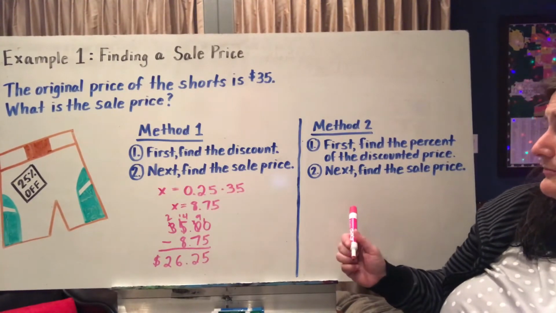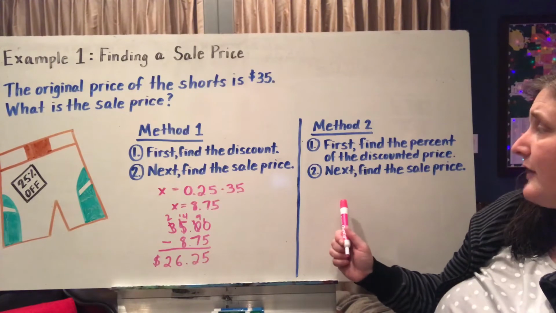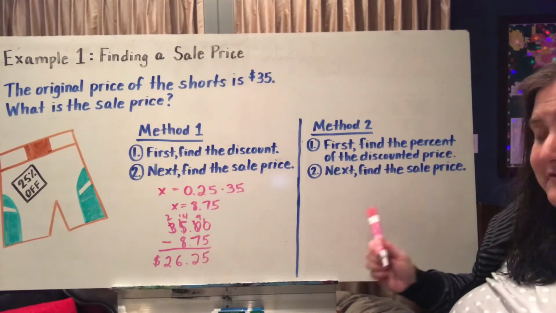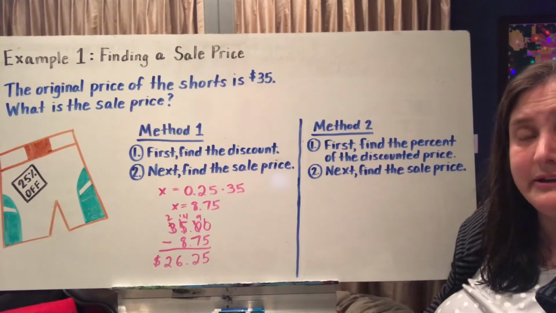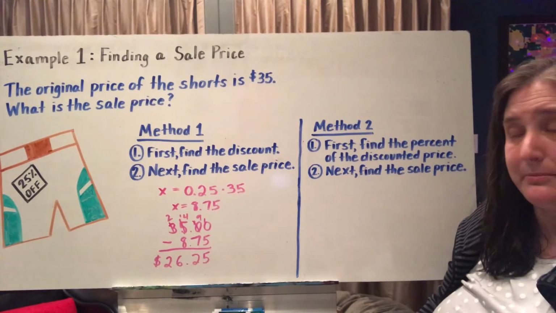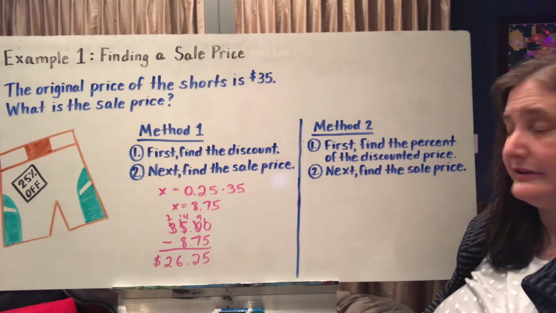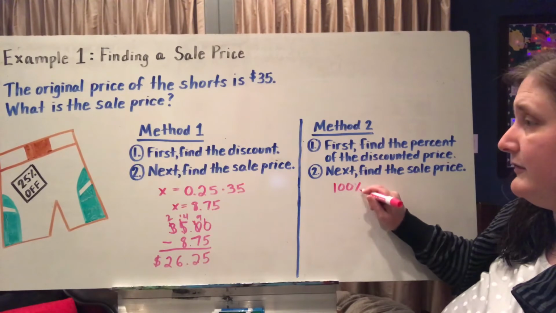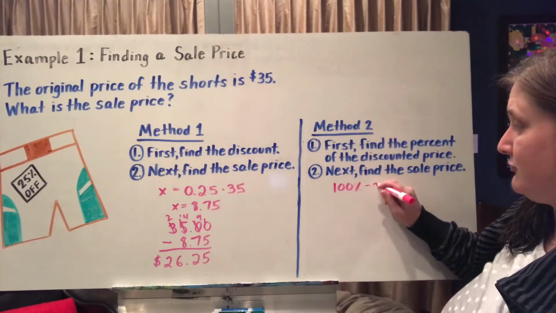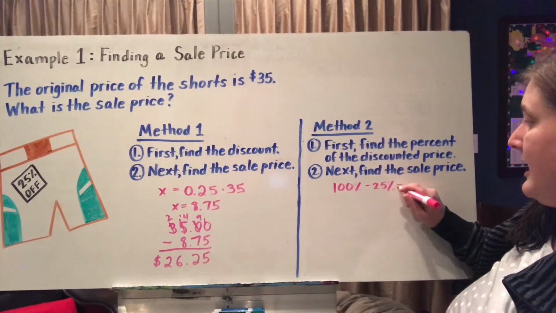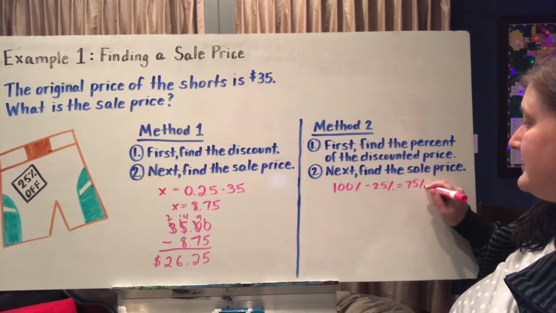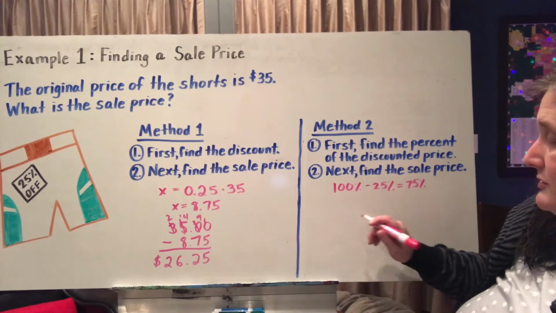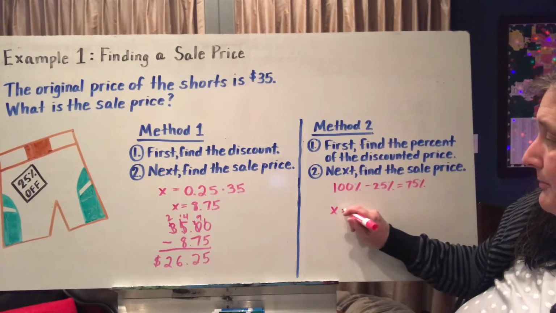Another method is to instead first find the percent of the discounted price. So every item's original price is 100% of the price. So I'm trying to find out the discounted percent. So if it starts at 100%, and they're giving me 25% off, I'm going to subtract 25%, and I'm actually paying 75% for these shorts.